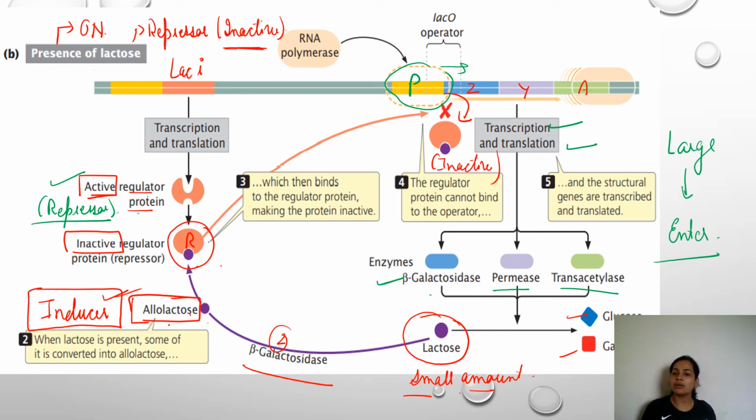What happened? A small amount of lactose will enter into the cell, and it will convert into allolactose, which is our inducer. This inducer will bind to the free as well as the bound repressor and cause a conformational change in the repressor, and it will inactivate the repressor. Now the repressor will lose the ability to bind to the operator region. Now RNA polymerase can easily bind to the promoter with no hindrance. It can easily transcribe all three structural genes, that is Z, Y, A, followed by translation, and we will get the enzymes in a huge amount, that is galactosidase, permease, and transacetylase within the cell.